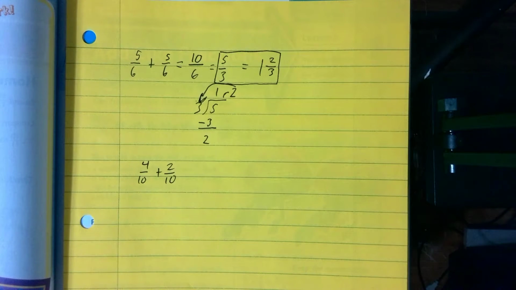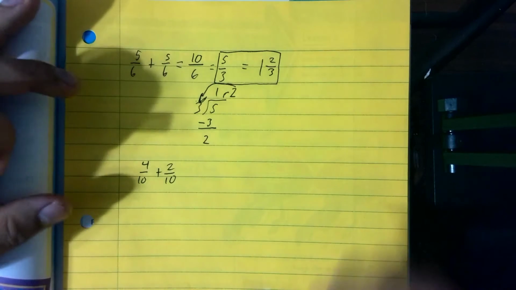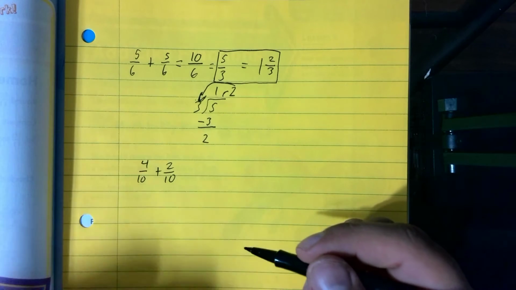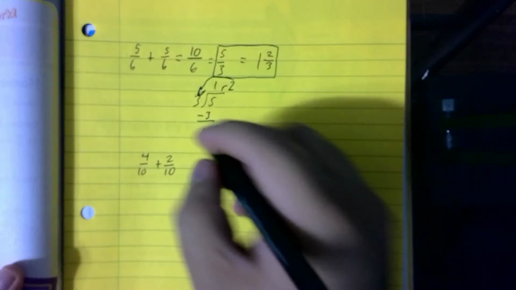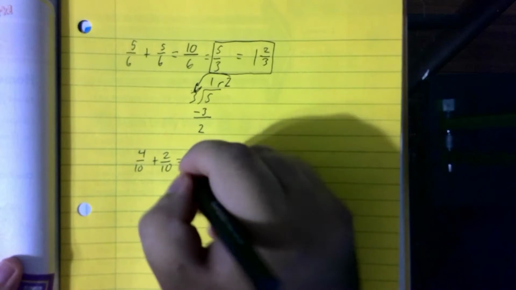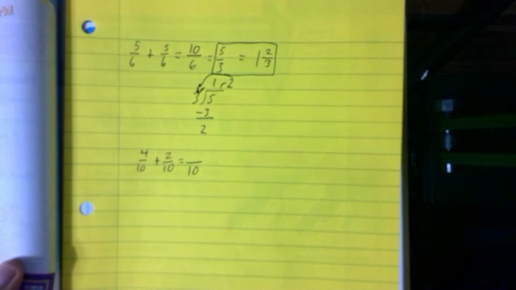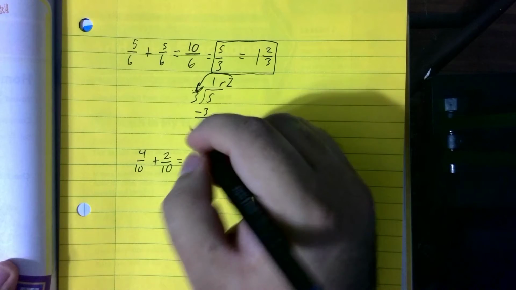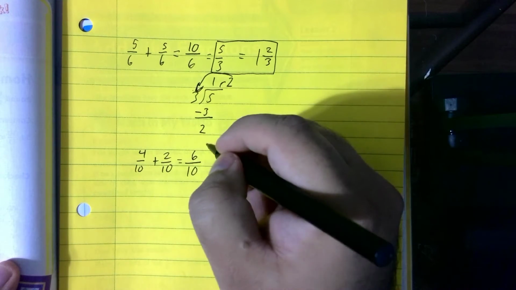All right. So there are 2 ways to do this. I'll show you both ways. They're essentially the same thing. So again, our 10 on the bottom doesn't change. It's 10, 10. We're good. Our answer will have a 10. So then we just do 4 plus 2, which is 6.